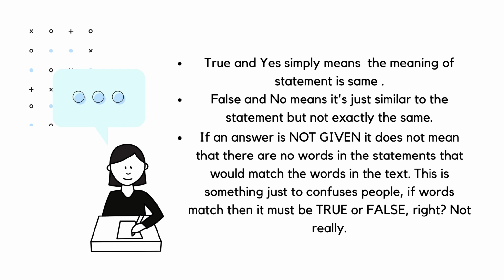That is, false and no. The answers for false and no are used when the meanings of the statements are wrong. Though the words may be the same, the meanings are wrong. Remember that when we are dealing with factual information, there is no room to say it is similar or nearly similar to the statements in the passage. It needs to be the exact same meaning, not quite similar or nearly similar.